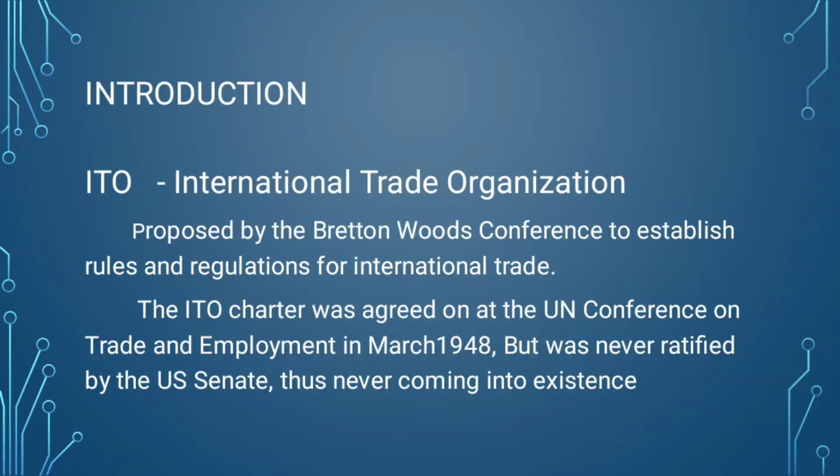Now let us see what is the full form of ITO. It means International Trade Organization. This was proposed by the Bretton Woods Conference to establish the rules and regulations for international trade. The ITO Charter was agreed at the UN Conference on Trade and Employment in March 1948 but was never ratified by the US Senate, thus never coming into existence.